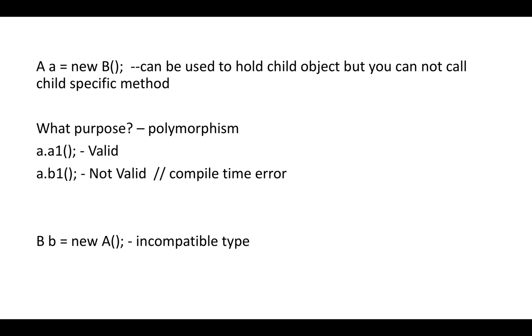If we use a parent reference and a child object, using this we can only call the parent methods. We are not going to get any child specific method even if it is a child object. So what is the purpose of it? It is mainly for polymorphism, and that part I'm going to explain in the next session. But if we use a child reference and a parent object, it gives a compile time error because a child reference cannot hold the parent object.